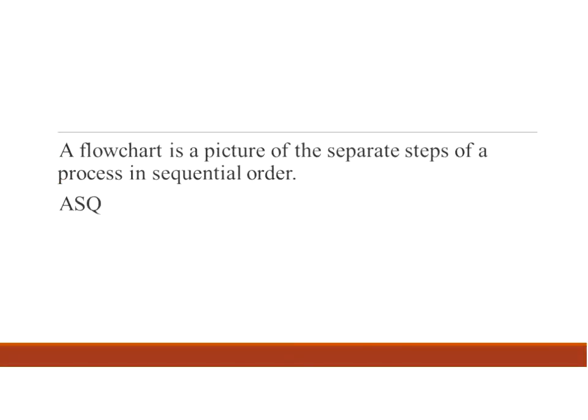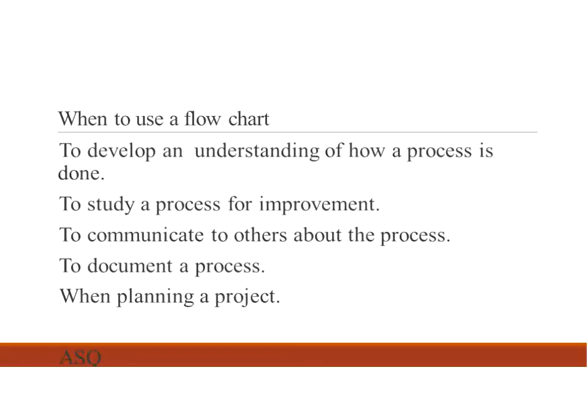As you can see, a flowchart is a picture of separate steps of a process in sequential order. Anything in your life can be a process. You waking up in the morning is a process. Then doing an activity, going to work, is a process. Performing a task is a process. Going to bed is the end of the process of that day. We have to map everything in our life, and work is no exception.